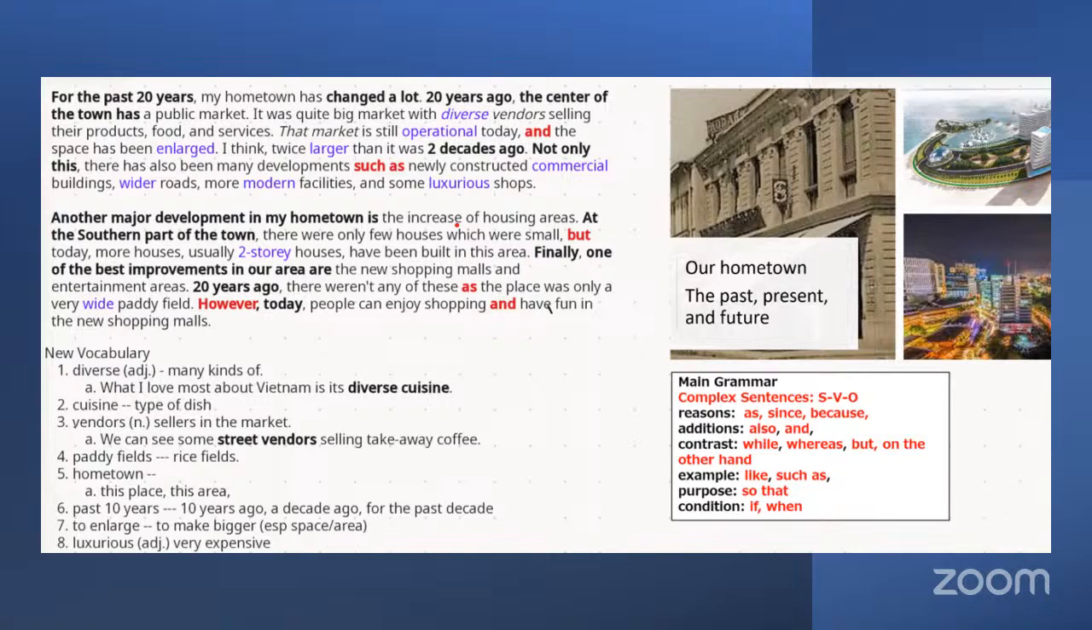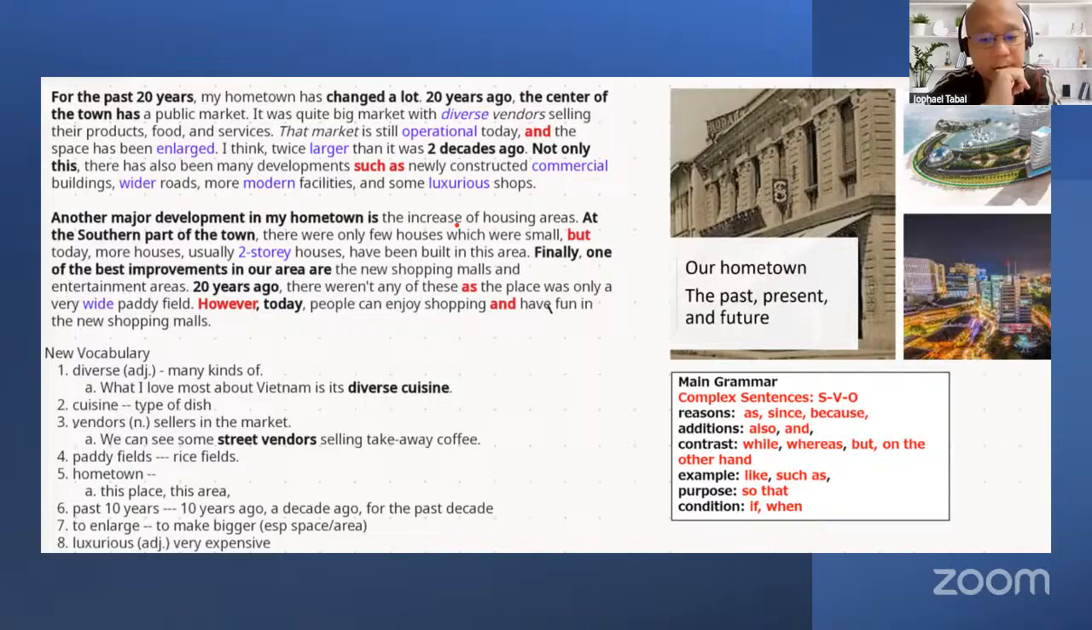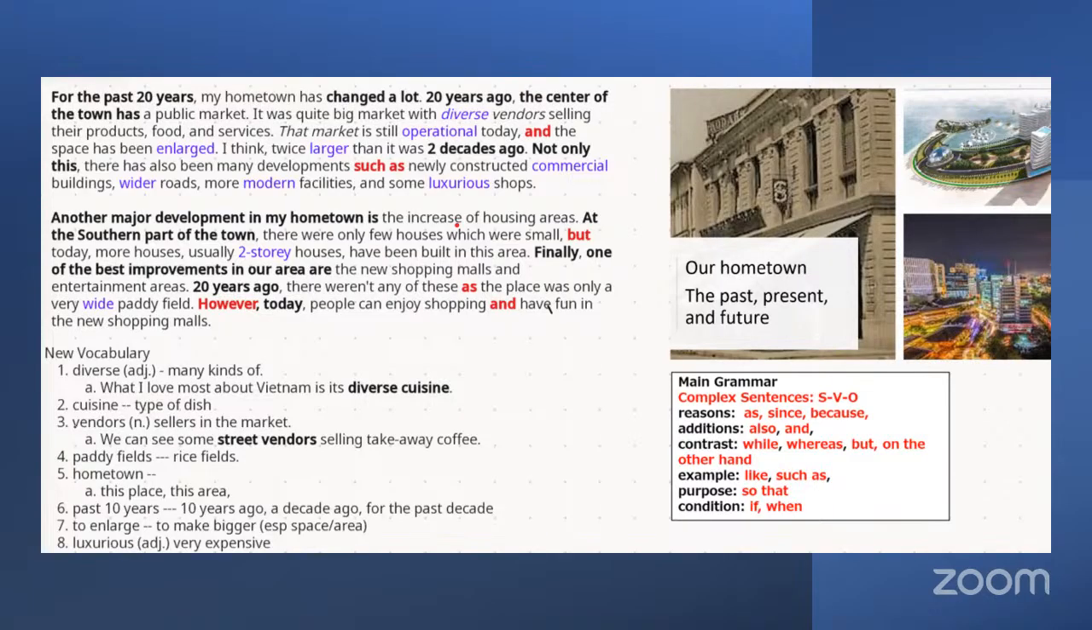Yes, teacher. Great. So I'd like you to talk about your hometown. So what was your hometown like and today? Can you start, Trantian? For the past 3 years, my hometown has changed a lot.